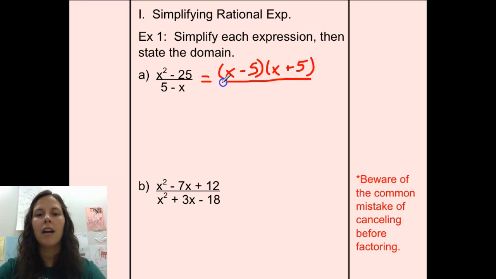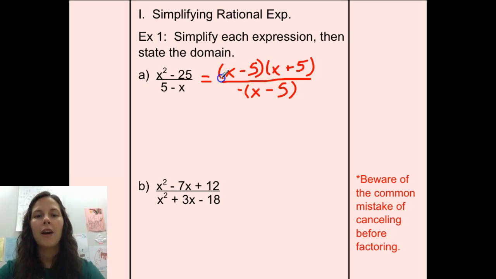In the denominator I have a 5 and an x, but the x is negative. So I'm going to factor out a negative so that I can maybe get that to match one of the two factors that I have in the numerator. I'm also going to flip it around so that it's in the same order. So I'm factoring a negative away from the x and away from the 5. So my positive 5 becomes negative.